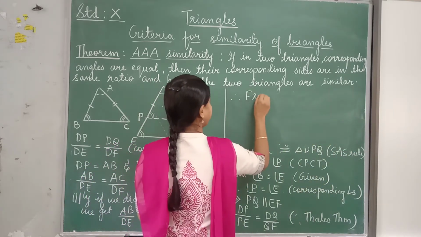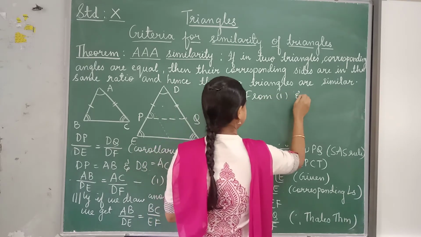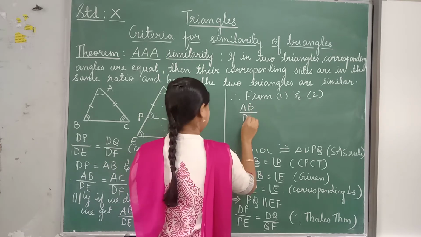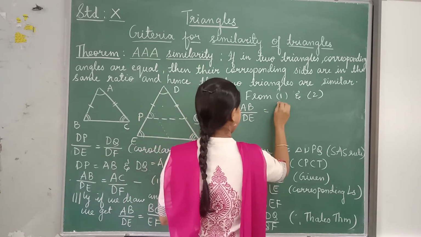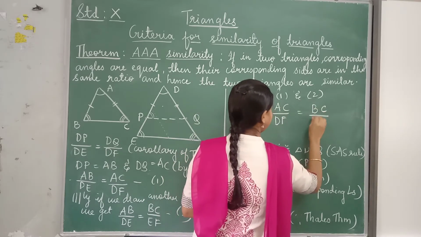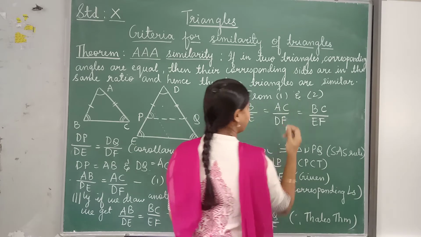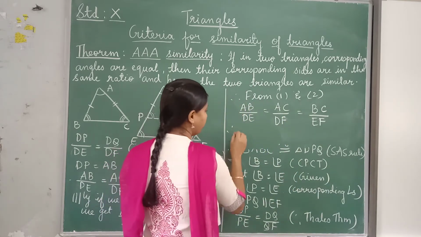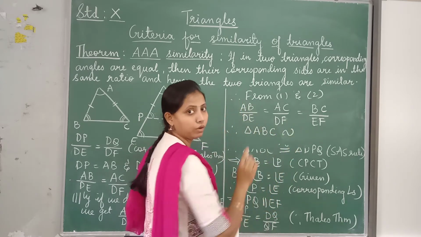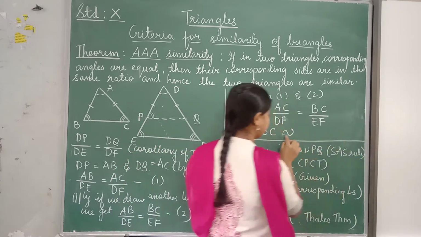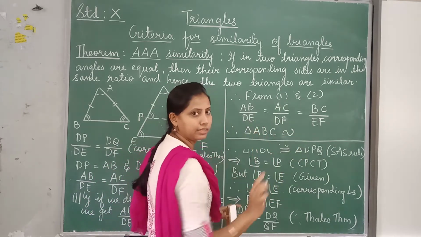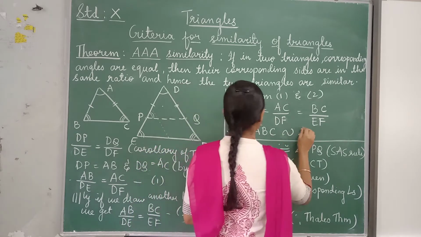Therefore, from 1 and 2, AB by DE is equal to AC by DF is equal to BC by EF. So, therefore, triangle ABC is similar. This is the symbol of similar, children. For congruency you put an equal to sign below this, but for similar only this symbol is enough. So triangle ABC is similar to triangle DEF.